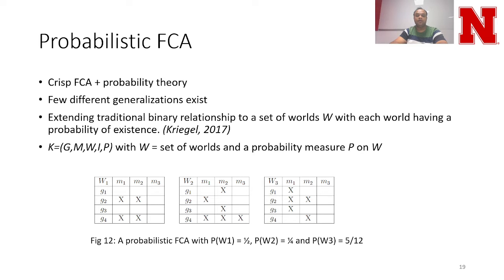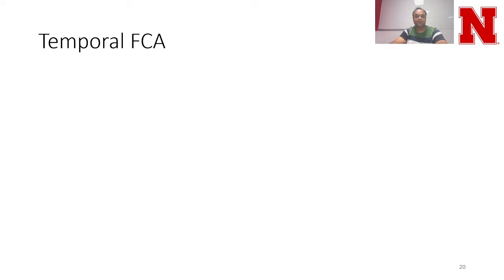So here is an example where we have probabilistic FCA, where the probability of each world W1, W2, W3 is 1 by 2, 1 by 4, and 5 by 12. And the relationship between G and M can vary in each of these worlds. As we can guess, this can be very easily scaled to crisp FCA by defining complex objects, which are a combination of objects and worlds.